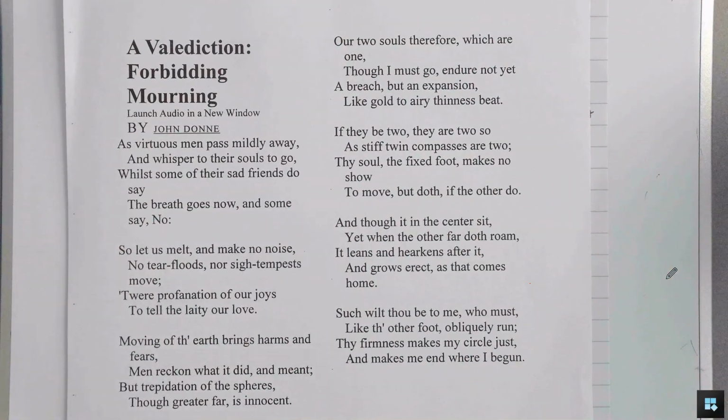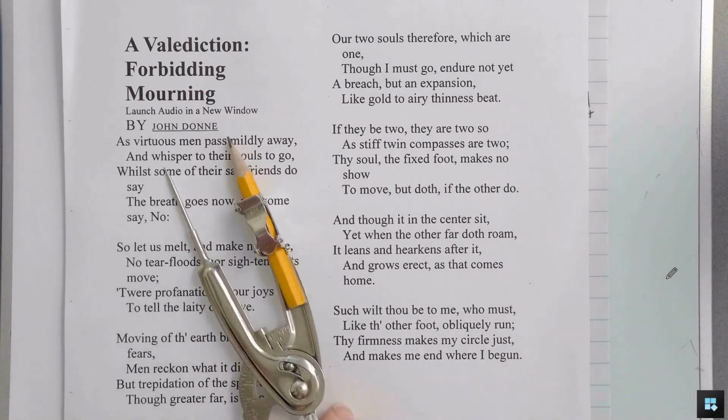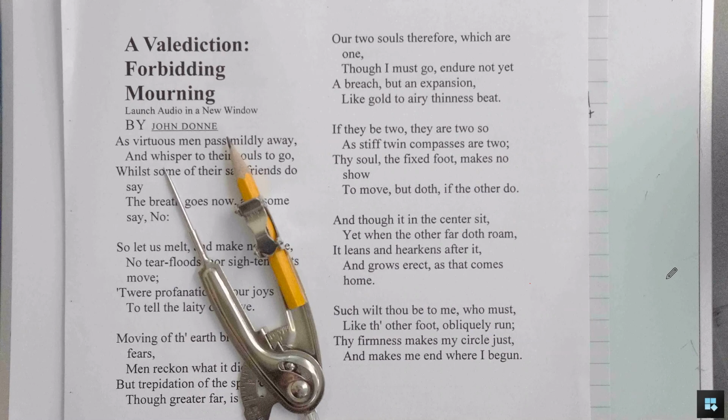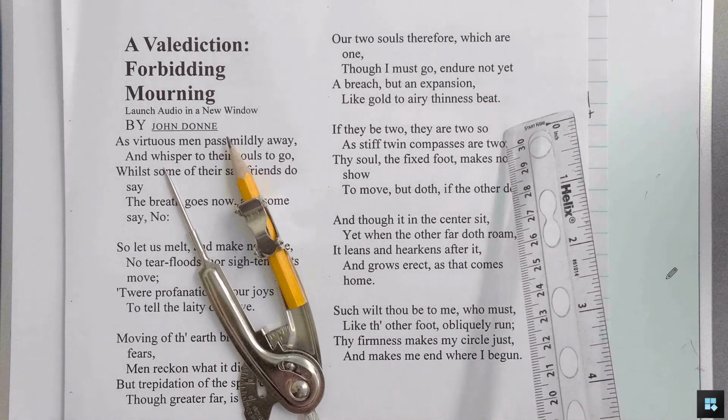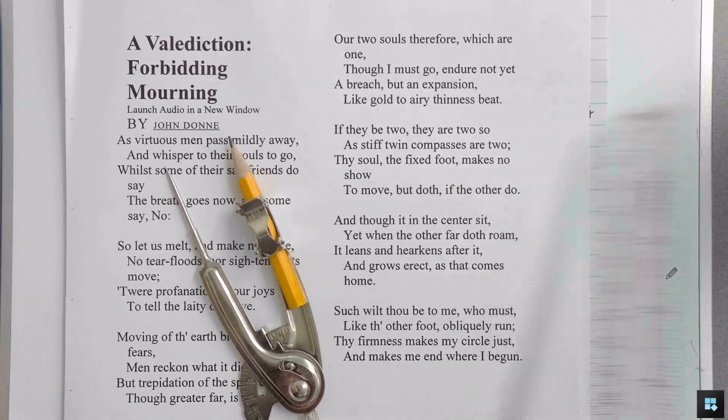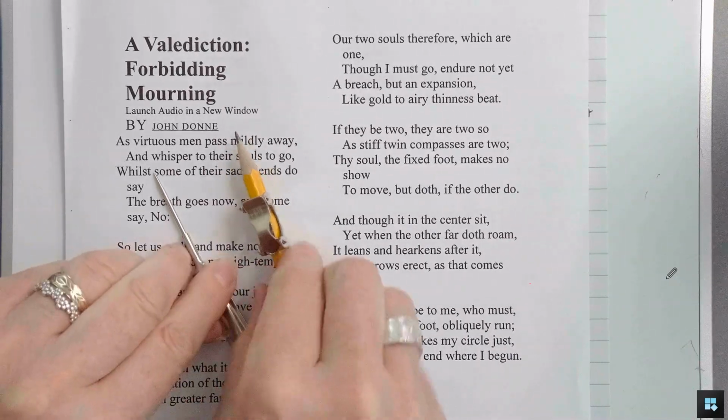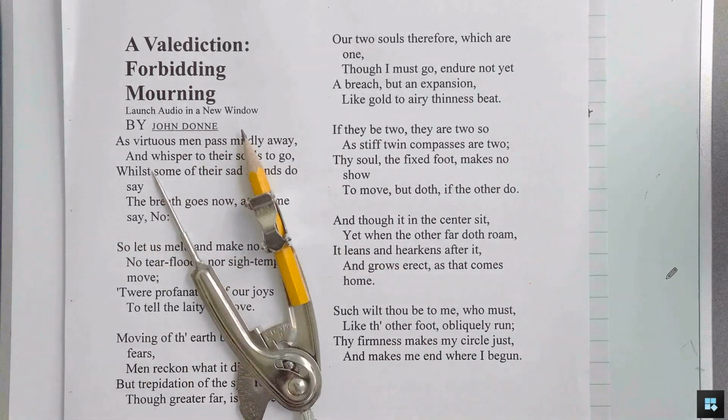John Donne's poem, A Valediction: Forbidding Mourning, and it talks about a compass. He's comparing these two people's love to a compass. If they be two, they are two, so as stiff twin compasses are two. Thy soul the fixed foot makes no show to move, but doth if the other do.